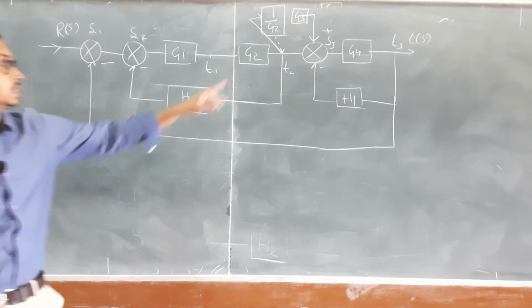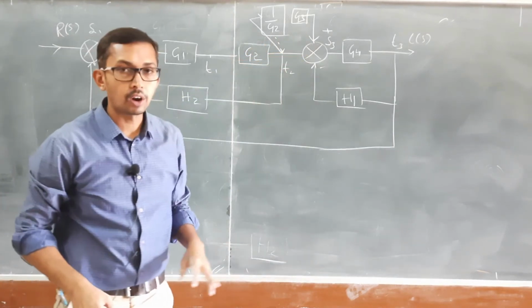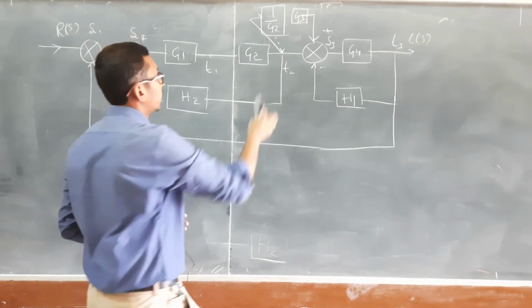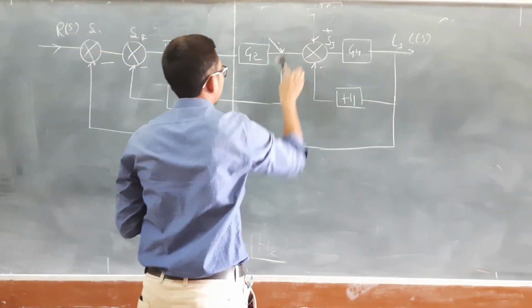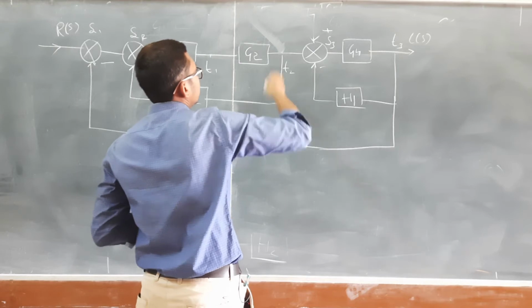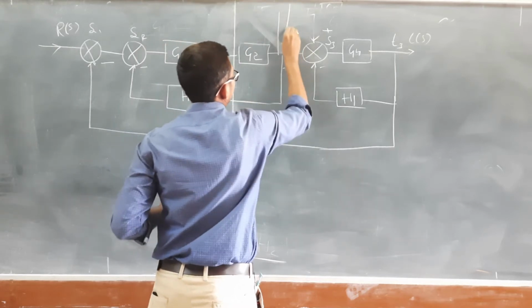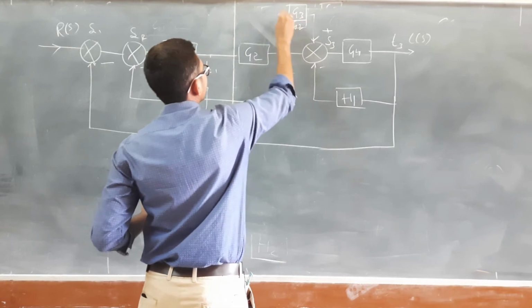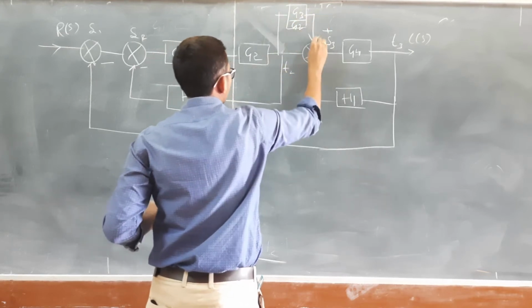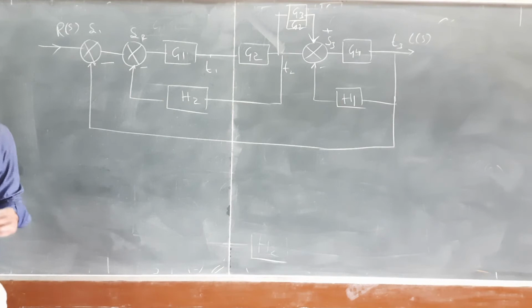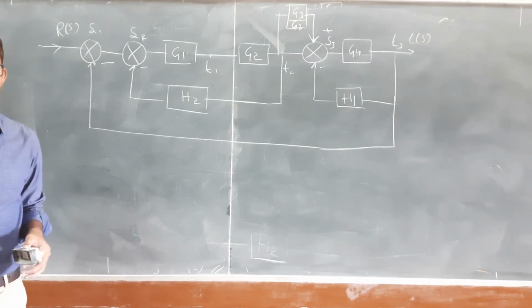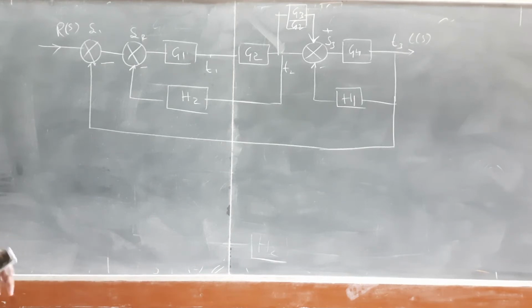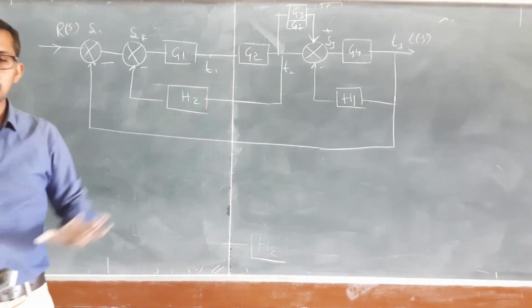Right, now what happens? See, these two blocks are in series, right? So this will be written as, then what we have to do? We need to do the multiplication G3 by G2. Okay, any doubts up to here? Any doubts up to here? Yeah, so that is the next step. So now any doubts up to here?